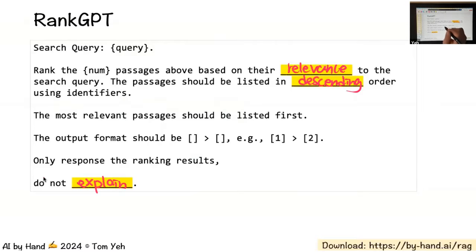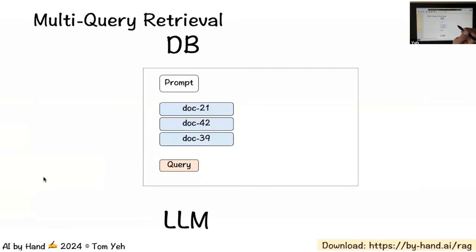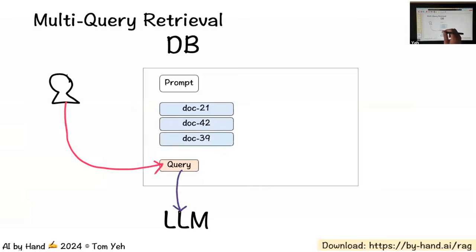Okay, so that's RankGPT. You might have heard of multi-query retrieval. What does it even mean? Let's start again. We start with the user, and then we send a query, and normally in RAG, we'll just send this query to the DB to get these three things. But instead of doing that, we're going to send this query now to the large language model, but not asking the large language model to answer. Instead we ask the large language model, hey, can you come up with some other queries that are similar to this query and diversify the perspective?